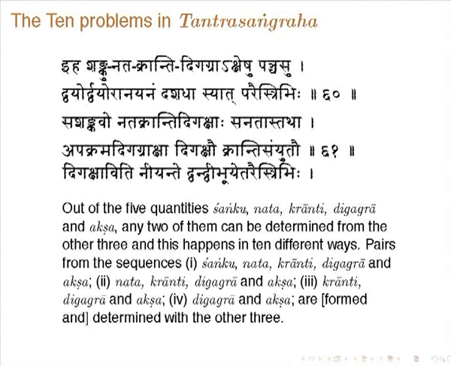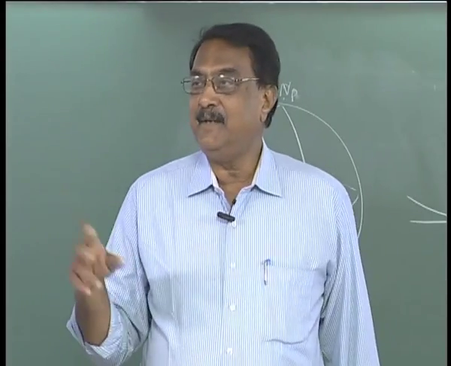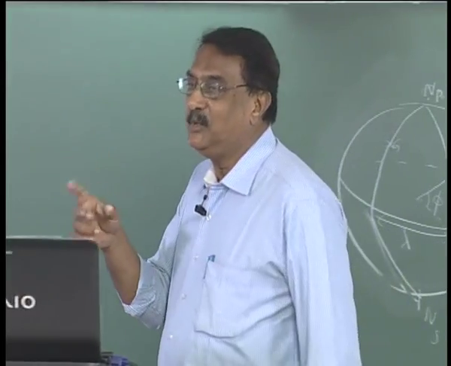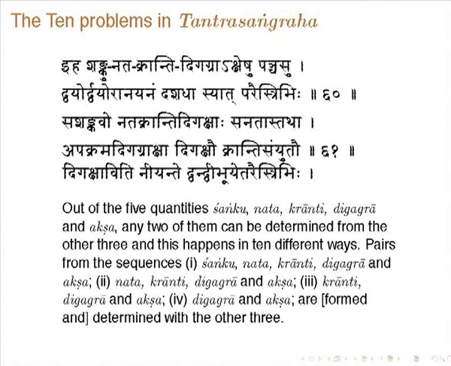Dvayor dvayo anayanam. So, two of them can be determined, dashadha syat paraihi tribihi: two of them can be determined from the 3 others, and this can be done in 10 different ways. Okay. So, it is 5C2 or 5C3, which is equal to 10. You form the pairs systematically: Shanku, Nata, Kranti, Digagra and Aksha. Then Nata, you leave Shanku, because all those involving it have come; Nata, Kranti, Digagra, and so on. So, they are all determined.